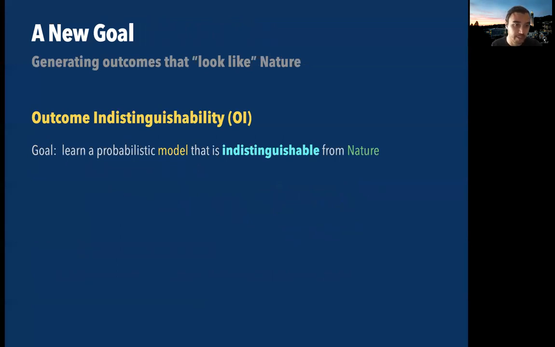So in our work, we're going to propose a new paradigm for learning, which we call outcome indistinguishability, that frames the goal of learning not as finding a best fit hypothesis, but instead as finding some model that in a sense is indistinguishable from the true outcome model, which we'll call nature.